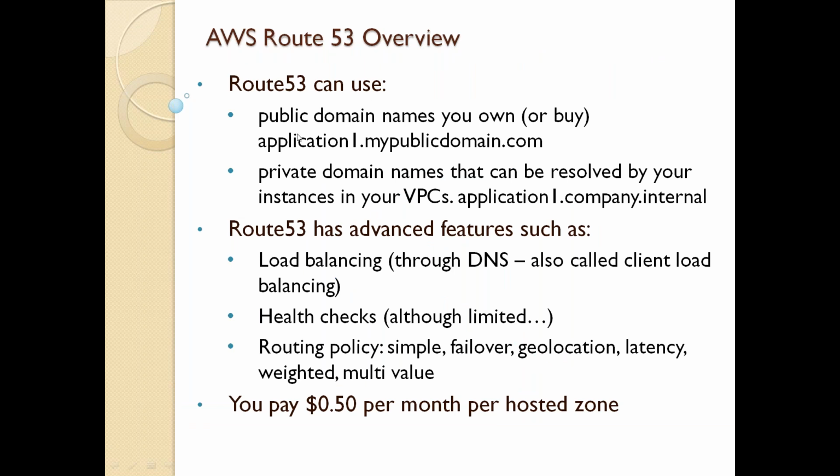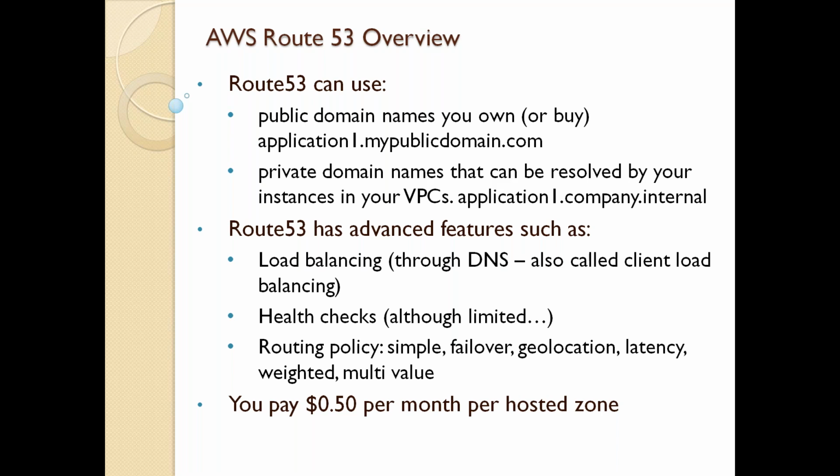So Route 53 can use public names that you own or you can buy, and private domain names that can be resolved by your instances in your VPC. You can either create a public domain or it can manage the private domain also. The private domain will not be accessible over the internet. That is accessible or resolved only within your VPC.